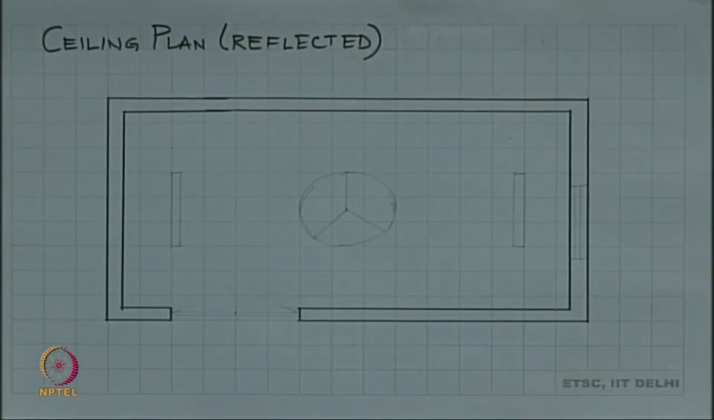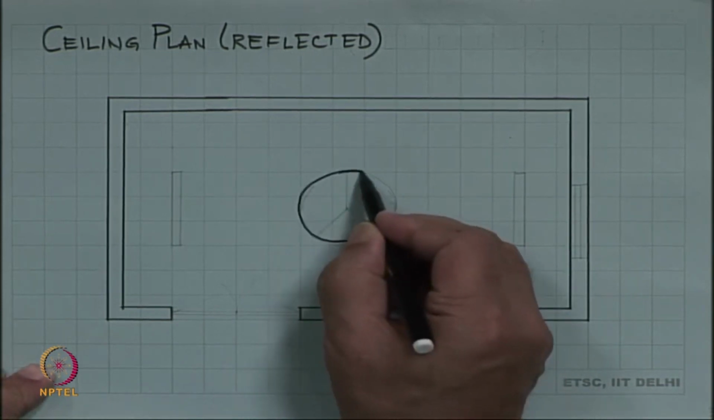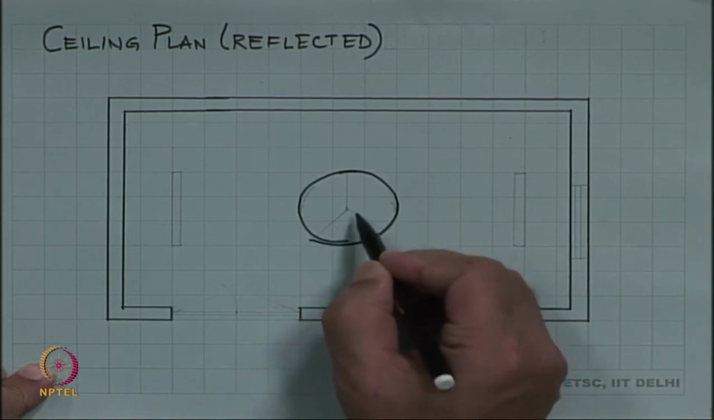The other type of view is a ceiling view, or the reflected plan, which is what we would see if we were to look up and ask what is there on the ceiling. Now, a ceiling has several things on it. An example is a ceiling fan. Almost everybody has a ceiling fan.